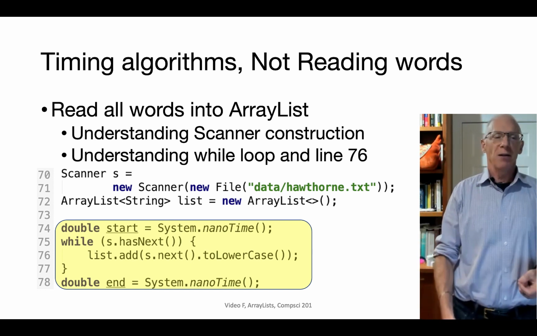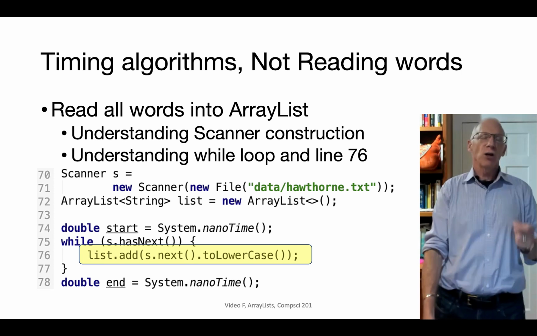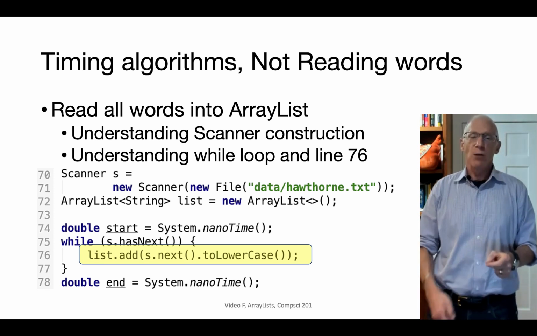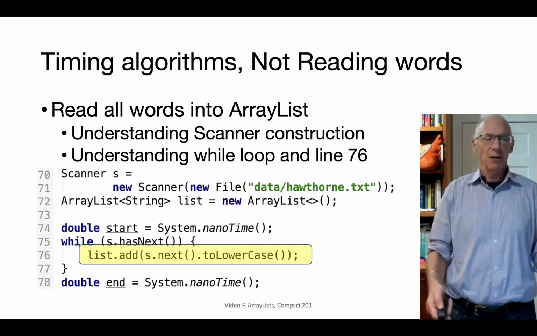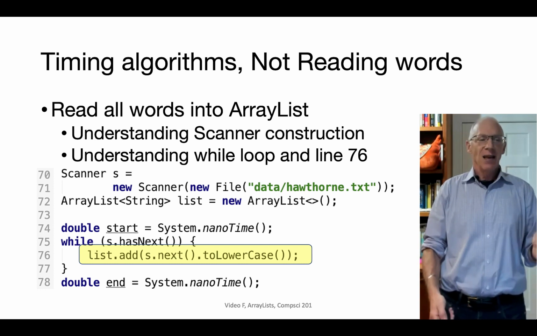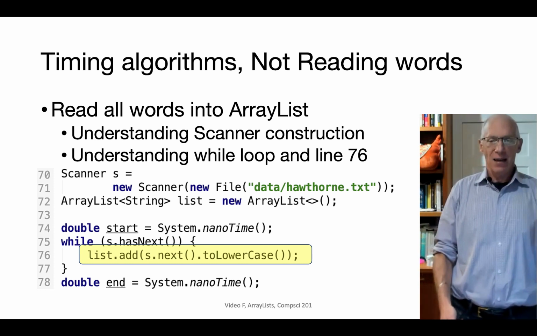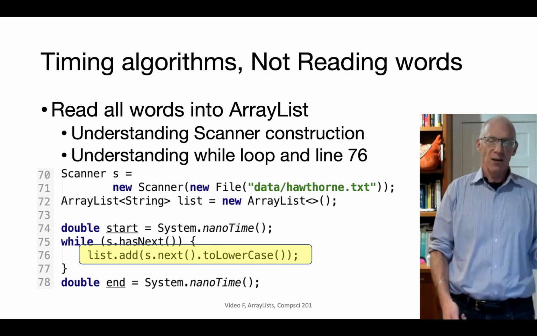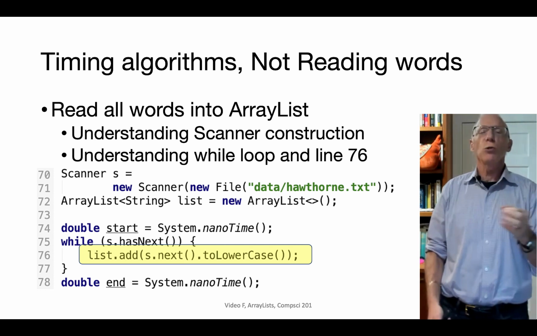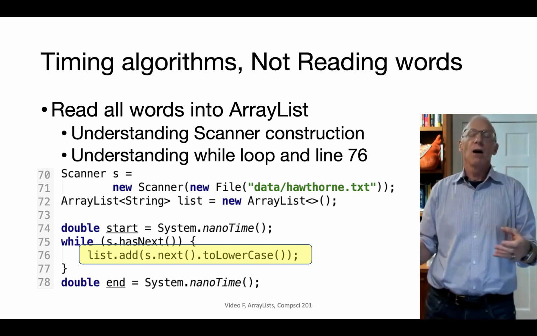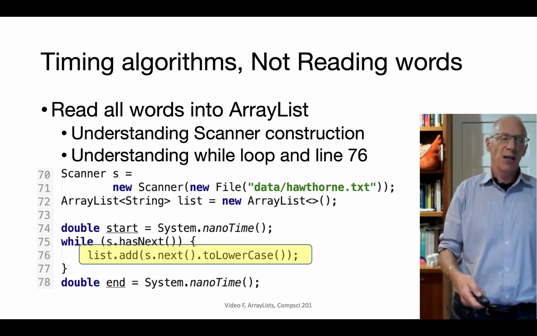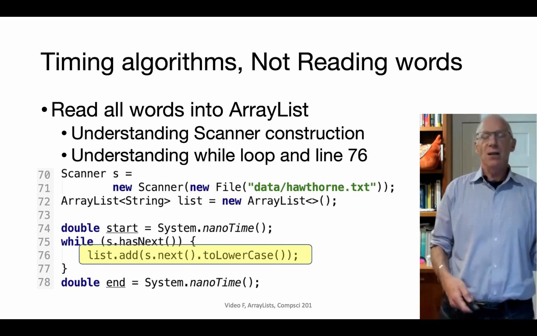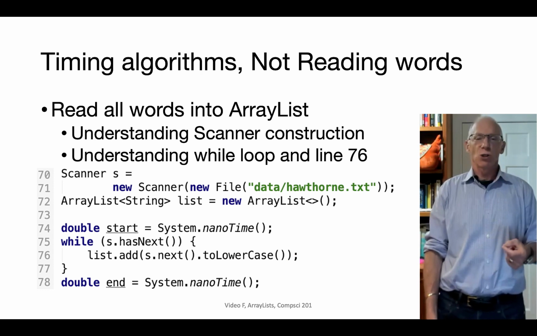But in adding them, I'm going to convert them to lowercase. And we can see I can do that in one statement, essentially. I can say s.next, that's the next thing in the scanner, which is a string, dot toLowerCase. That returns a string, the lowercase version of that s.next. I time this, and then I'll evaluate the results.